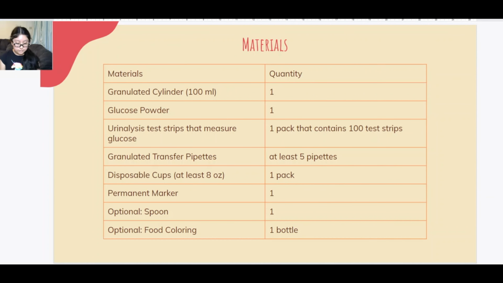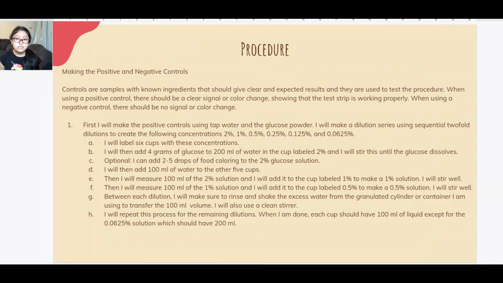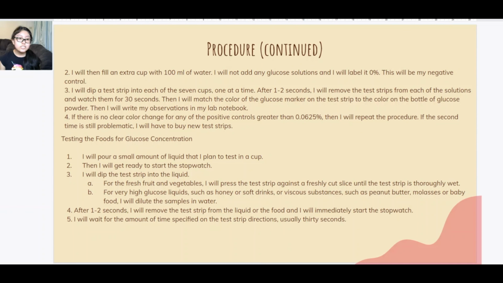These were my materials. So the first part of the procedure was to test the test strips and to make sure that they were working properly. The second part of the procedure was to test each food using the test strips.